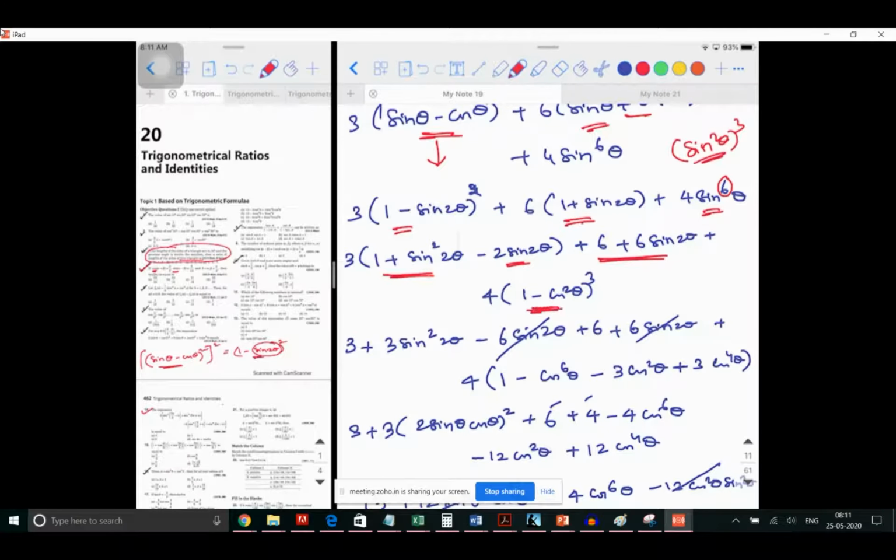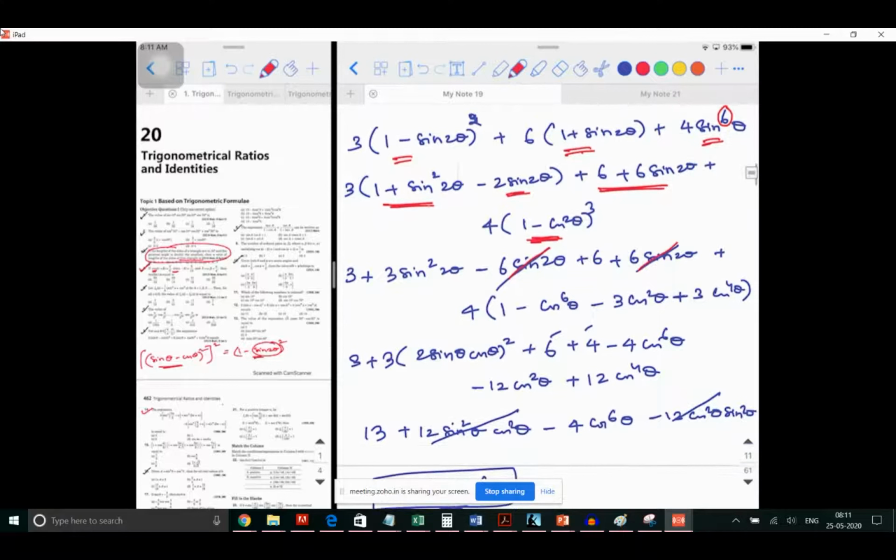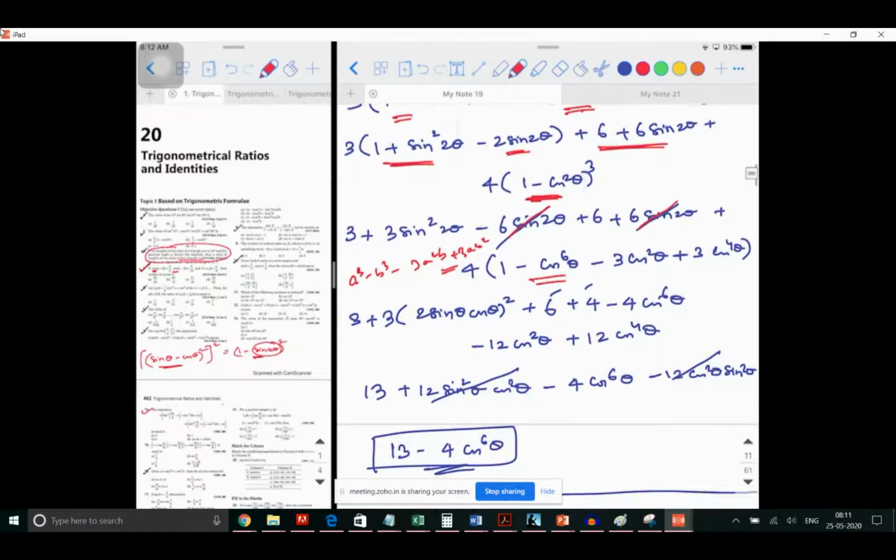So sine square can be written as 1 minus cos square theta. After that, if you proceed, 6 sine 2 theta and 6 sine 2 theta will get cancelled. So 1 minus cos square theta, I have applied a minus b the whole cube formula, which is a cube minus b cube minus 3a square b plus 3ab square. Okay, so that's what I have applied. Then when you do the further simplification, we'll get the answer as 13 minus 4 cos power 6 theta. That's all. I hope the idea is understood.